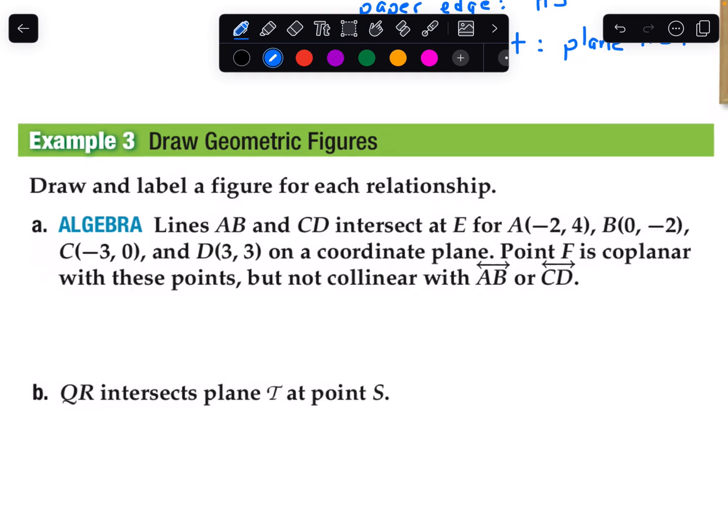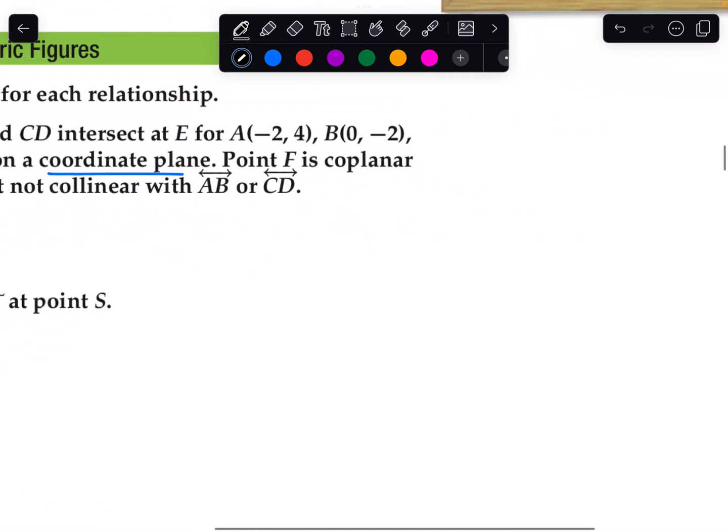Part A is a throwback to Algebra 1. We have lines AB and CD intersect at E. Coordinates on A, B, C, and D are given on a coordinate plane. Point F is coplanar with these points, but not collinear with line AB or line CD. So let's start by drawing a coordinate plane.